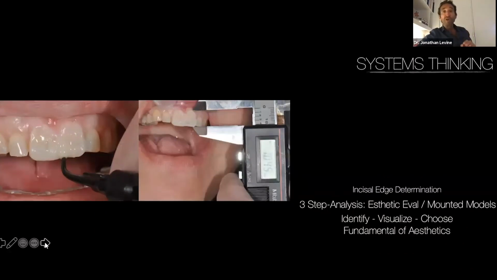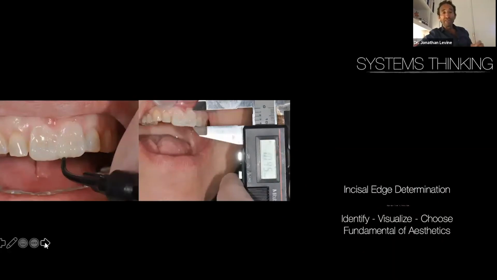But remember, we start with aesthetics. So using a little bit of flowable, there's the flowable on the left side. I start developing the incisal ledge, bringing it out a little bit, and putting the gum line where I want to put the gum line.